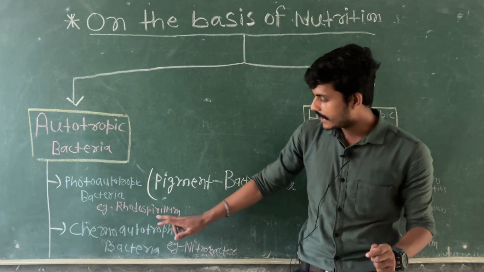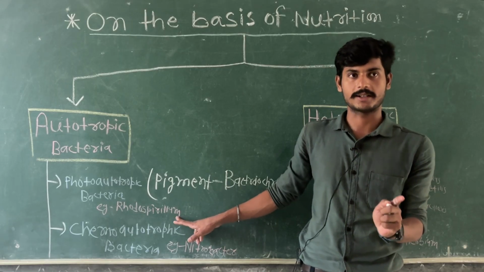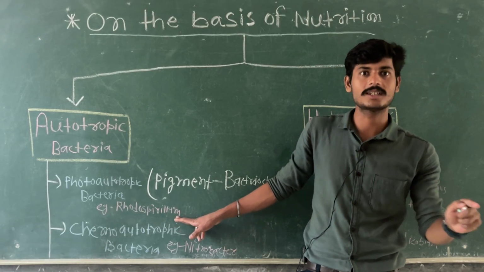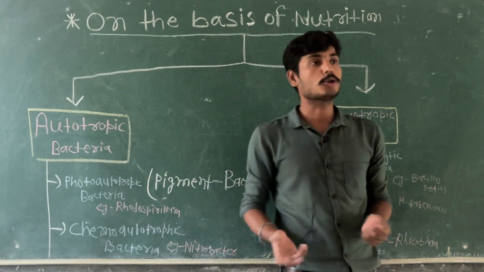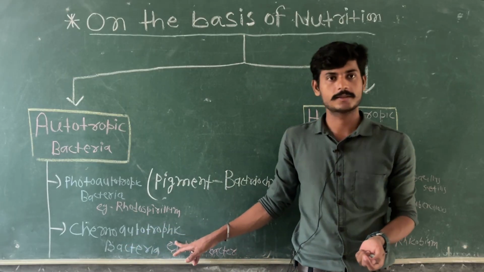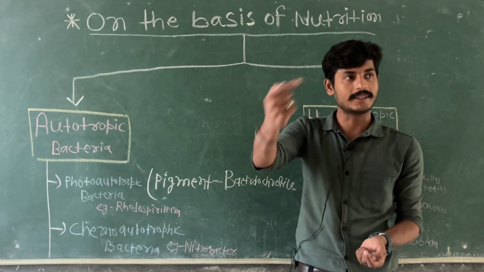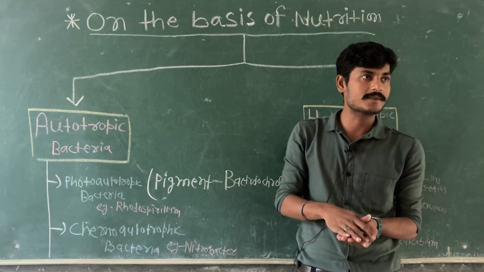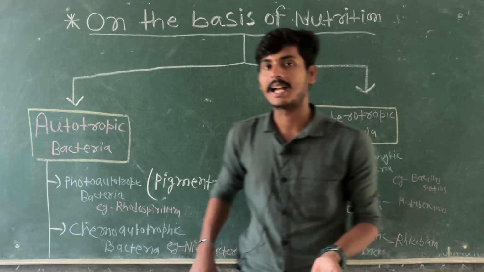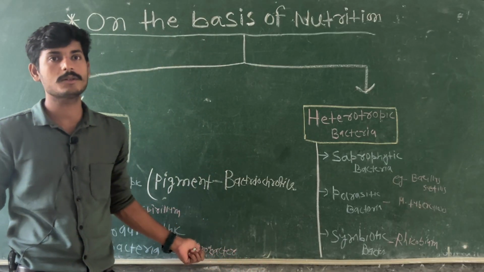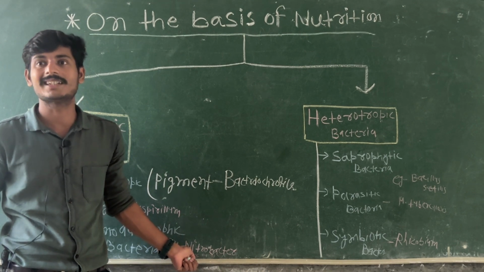Fine, no problem. The example is Rhodospirillum. These Rhodospirillum are not medically important bacteria since they do not cause any disease in humans. The other category of autotrophic bacteria is the chemoautotrophic. Basically they utilize chemicals and synthesize food by themselves, so we consider these bacteria under autotrophic bacteria. And the example is Nitrobacter.